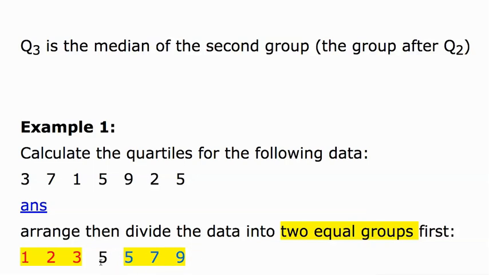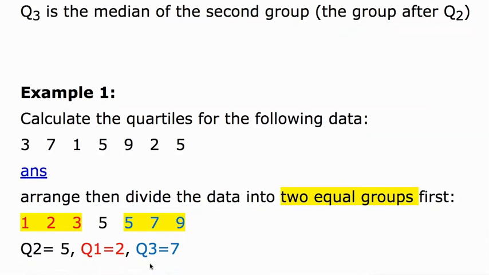See, I cannot put 5 into any of these groups, so when I have an odd number of values, the median will not belong to any group. It will be in the middle between the two groups. So the first group is 3 values and the second group is 3 values. The median is 5. This is actually Q2. Q1 will be the median of the first group, which is obviously 2. And Q3 will be the median of the second group, which is obviously 7. So that's Q1, Q2, and Q3. Q1 comes from the median of the first group, and Q3 comes from the median of the second group, while the median of the whole data is Q2.